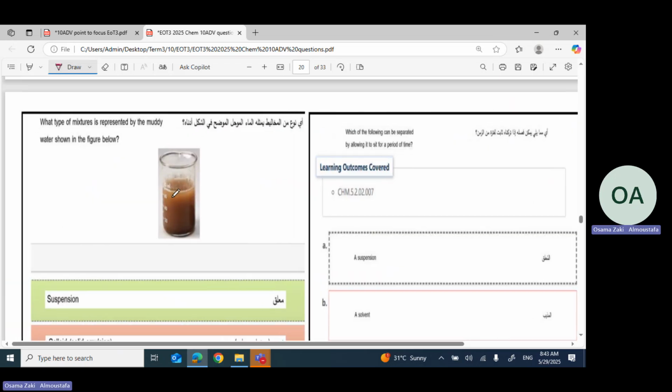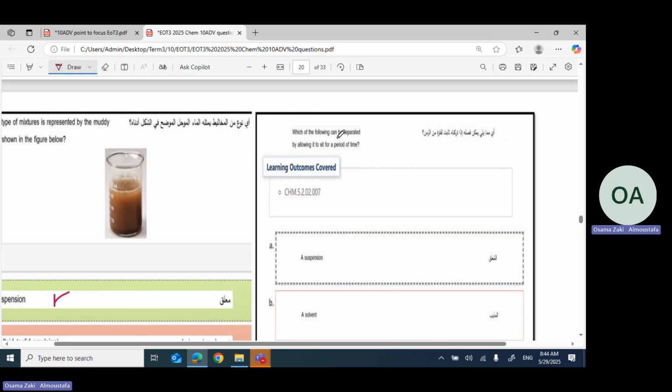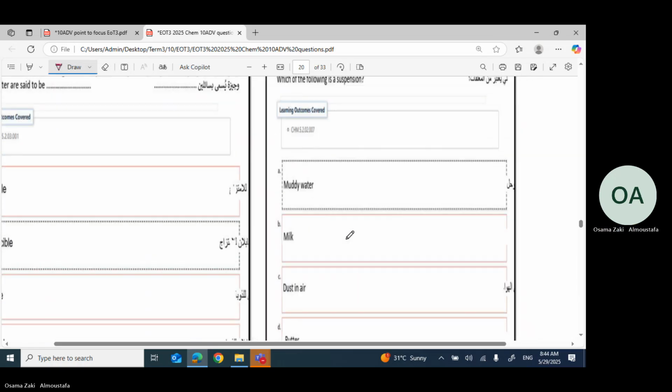Here, look, what's this? As you see, this is the suspension. Which of the following can be separated by allowing it to sit for a period? So you can separate the muddy water by keeping it sitting for a period of time. Then it will separate. So this is what a suspension is.